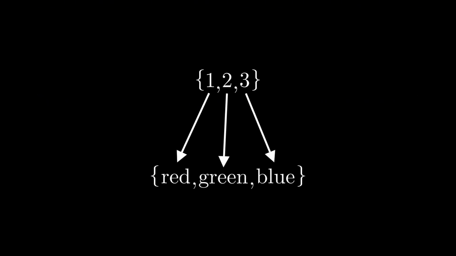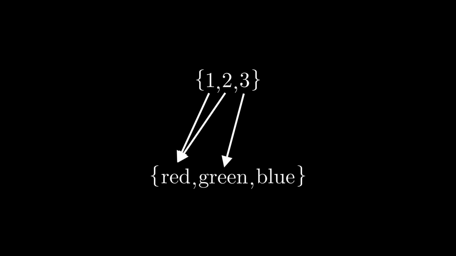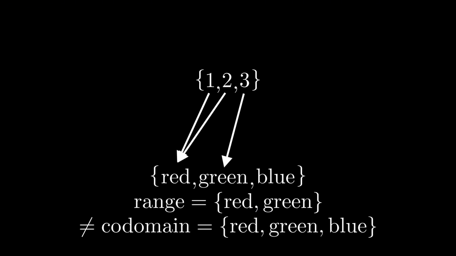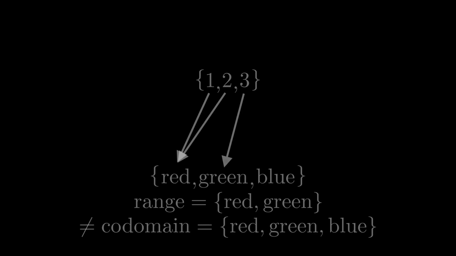As you can see, every element in the codomain has an arrow pointing to it, so the range is equal to the codomain, which means the function is surjective. Now let's look at a function that is not surjective. Notice here that blue does not get mapped to, so the range does not include blue, which means the range and the codomain are not equal, so this function cannot be surjective.